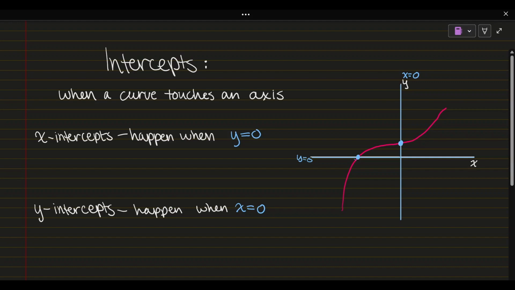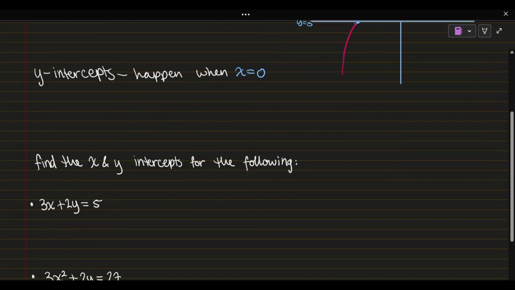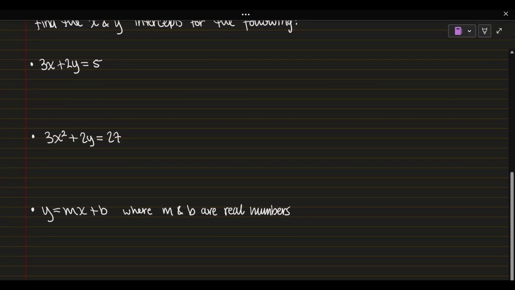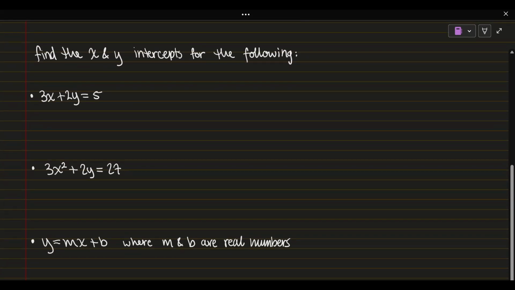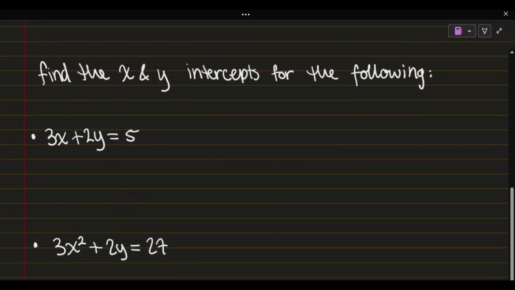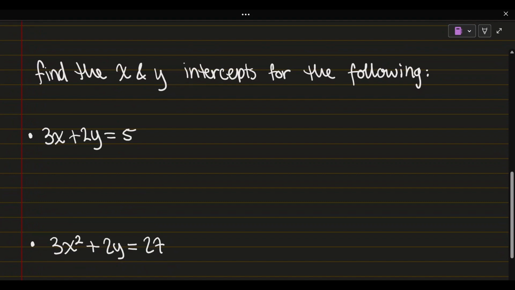So let's use that and solve some problems. I want to find x and y intercepts for the following. Each of these represents a curve, but they're given as an equation. So if I want to find x-intercepts, I set y equal to 0.